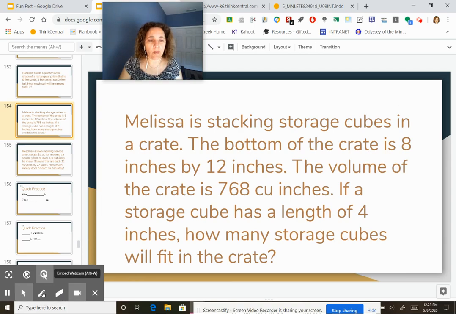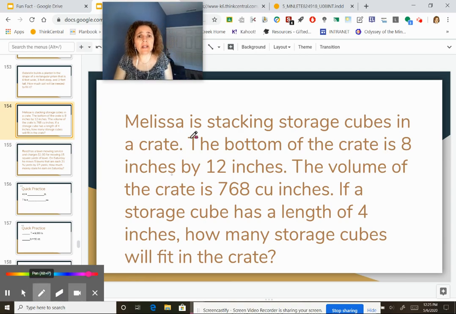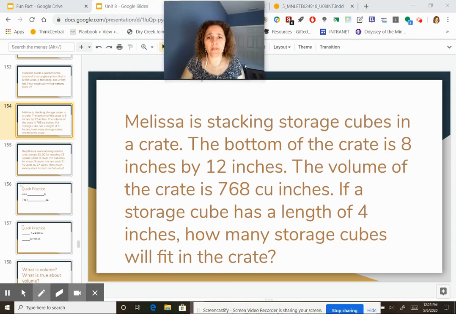Okay, let's look at our next problem. The next problem says, Melissa is stacking storage cubes in a crate, okay? The bottom of the crate is 8 inches by 12 inches. So the bottom is 8 by 12, the bottom of the crate, okay? The volume of the crate is 768 cubic inches, okay? If a storage cube has a length of 4 inches, how many storage cubes will fit in the crate?